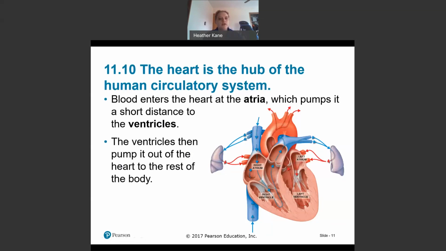Again, the atria are going to be those entryways. Those are going to be those chambers where it is going to receive the blood, either from the lungs or from the body system. And then the ventricles are going to be the main muscle, really. The ventricles are going to be the big oomph that's going to actually cause the blood to move out of the heart, either to the lungs or to the rest of the body.